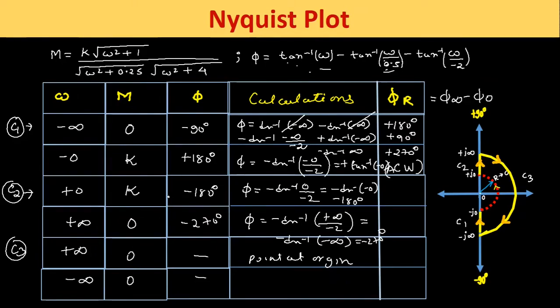Now for the C2 section, the ending point phase angle is minus 270 degree, then minus of this starting point phase angle, that means minus of 180 degree. So we will get minus 270 degree plus 180 degree. We will get minus of 90 degrees. So since this answer is negative, the plot will rotate in the clockwise direction. For positive value, anti-clockwise rotation. For negative value, clockwise rotation.